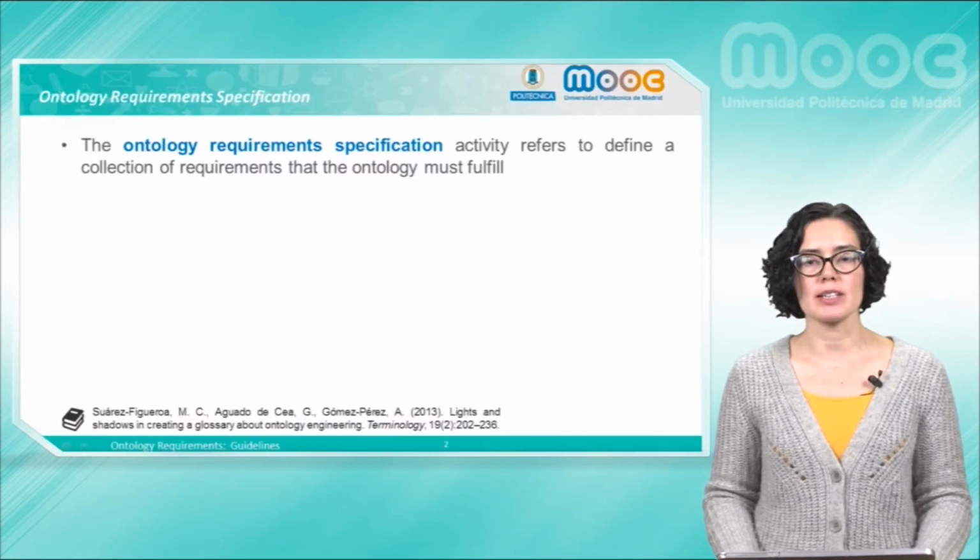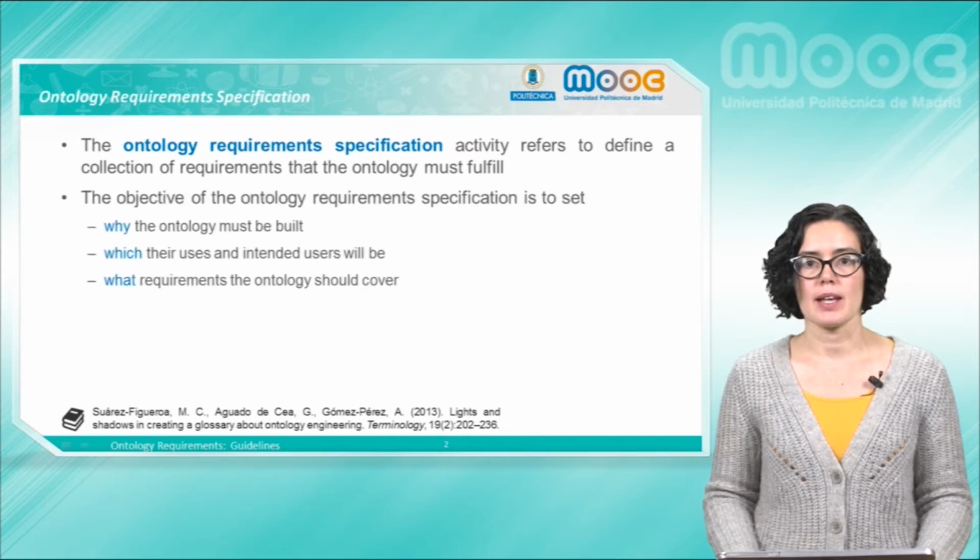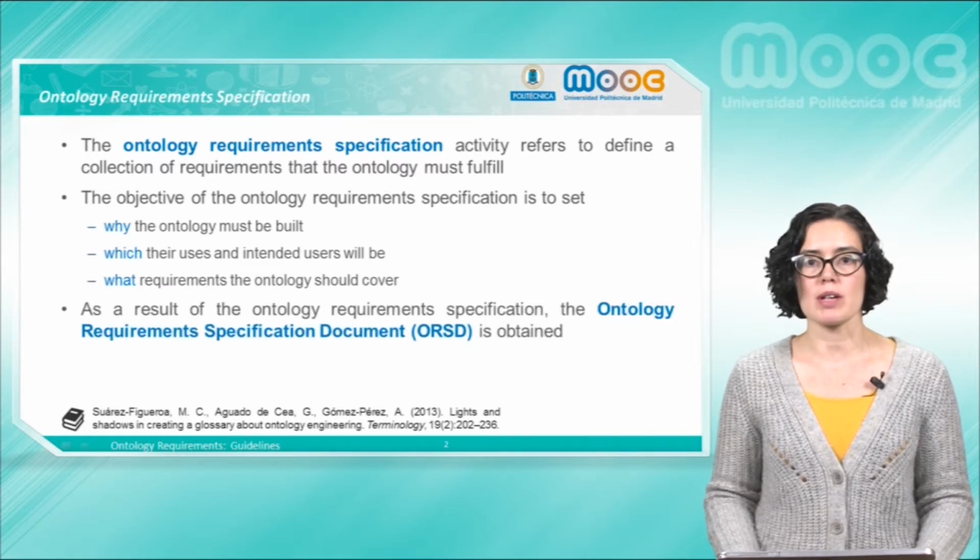First, let's define the Ontology Requirement Specification activity, which refers to identifying and gathering the set of requirements that the ontology must satisfy. This activity seeks to establish why the ontology should be developed, which uses and users it can have, and what requirements must be covered. Once the requirement specification activity is performed, the Ontology Requirements Specification document is obtained.